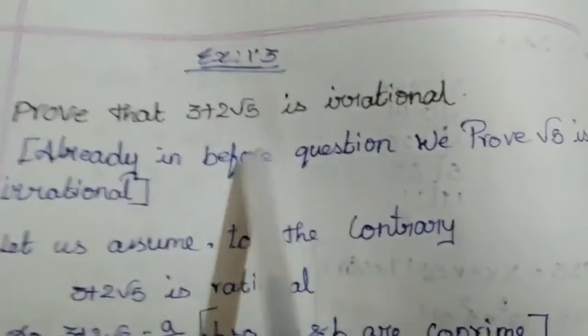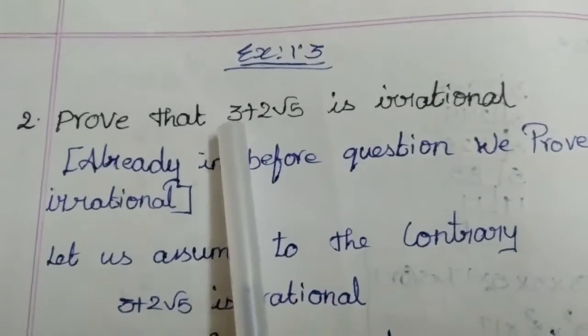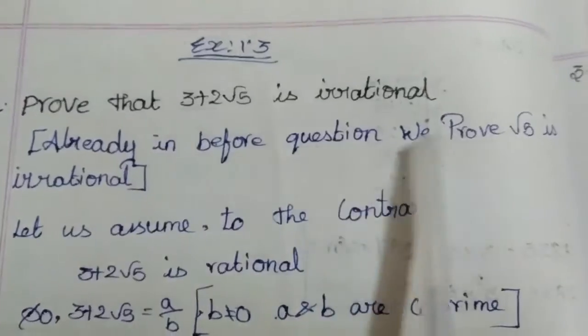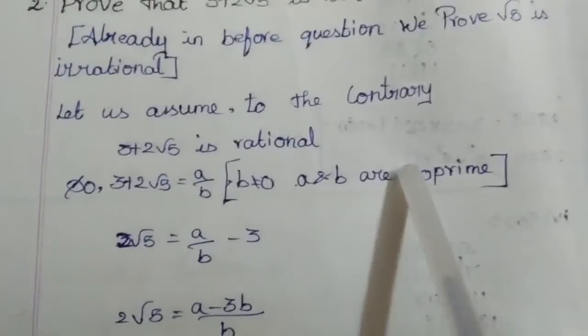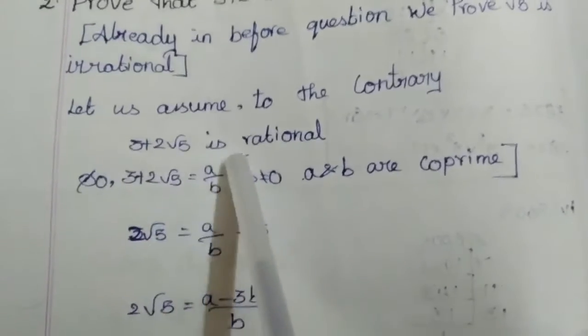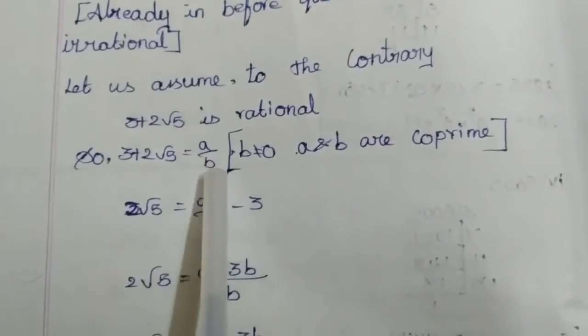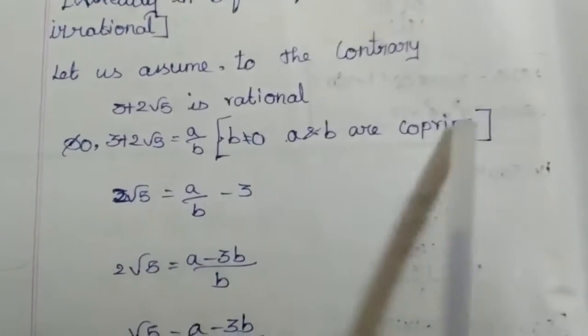Second question: prove that 3 plus root 5 is irrational. In the last question we proved root 5 is irrational. In this question we are going to prove that 3 plus root 5 is irrational. Let us assume, by contradiction, that 3 plus root 5 is rational. So 3 plus root 5 is equal to a by b, where b is not equal to 0 and a and b are coprime numbers.